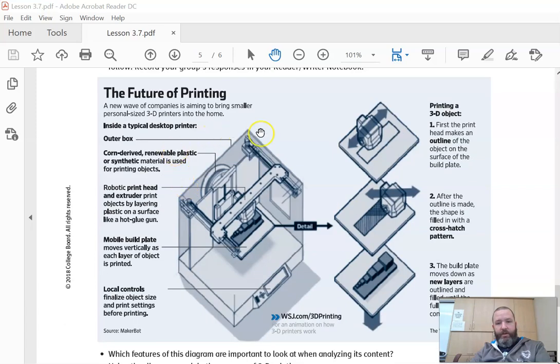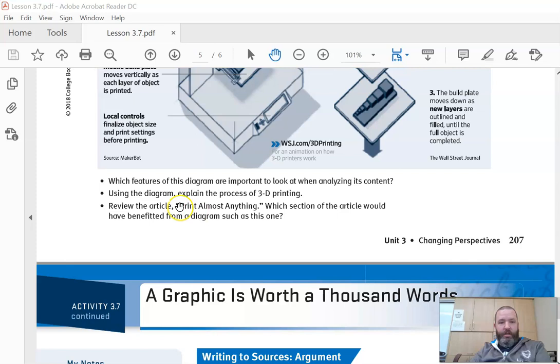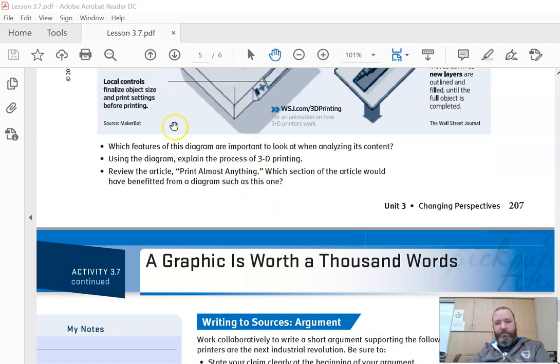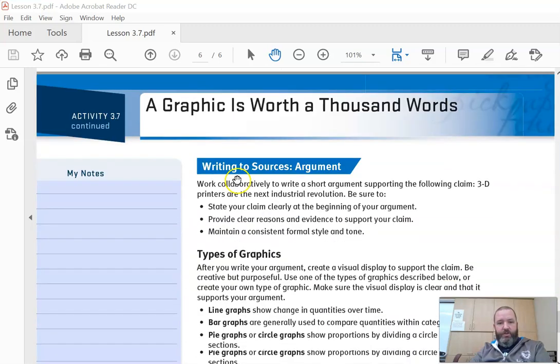Okay, so here's a diagram. Here's a visual that shows us more about 3D printing. It has lots of information around it. It has numbers. This is a diagram that has pointing to each part of the 3D printer, so it has lots of information here. Okay, so which features of the diagram are important? Using the diagram, explain the process of 3D printing, and which section of the article that we read earlier would have benefited. So where would you have put this diagram? So think about answering those 3 questions.